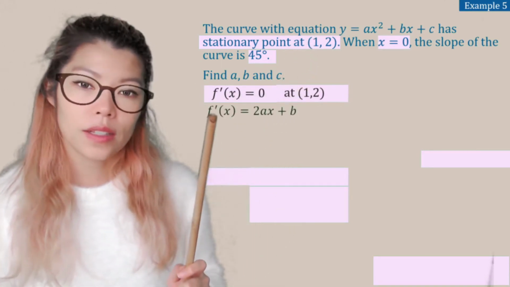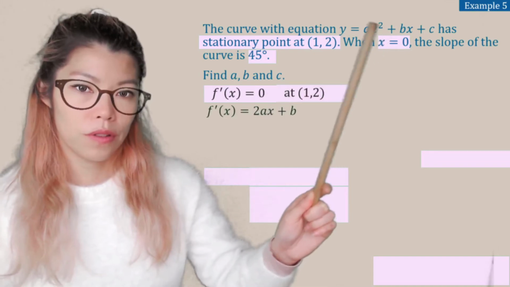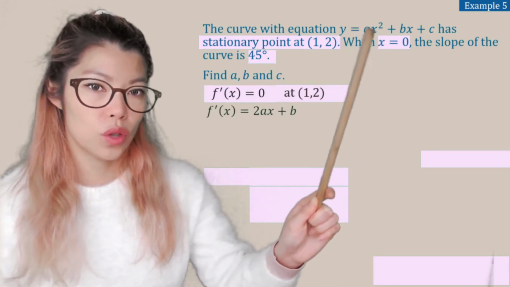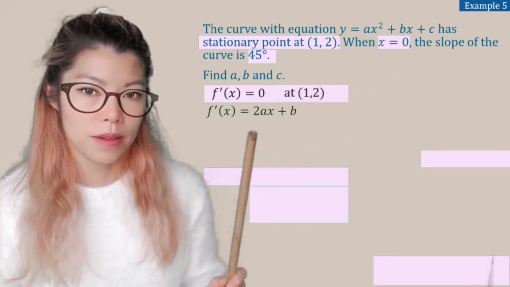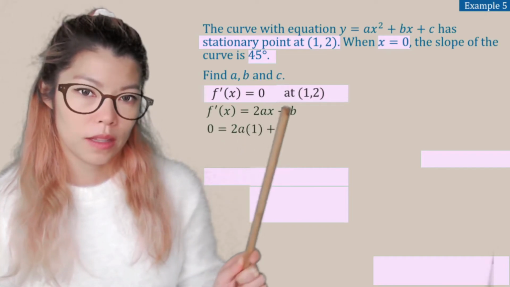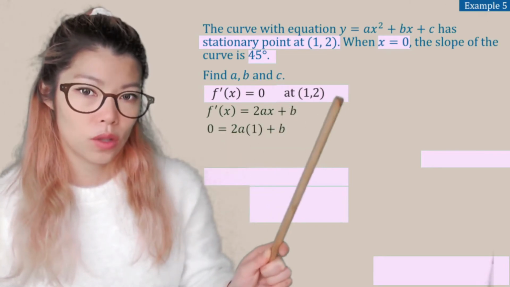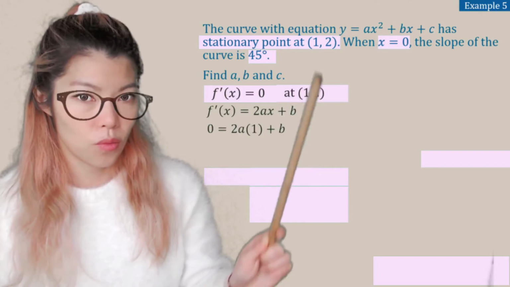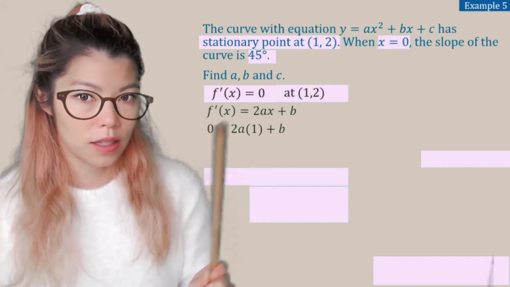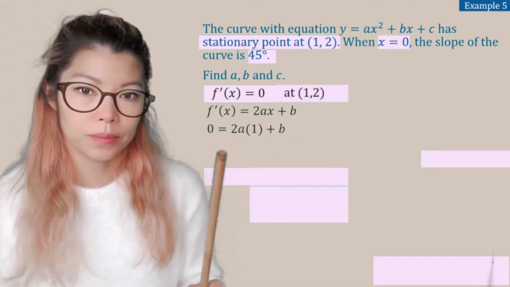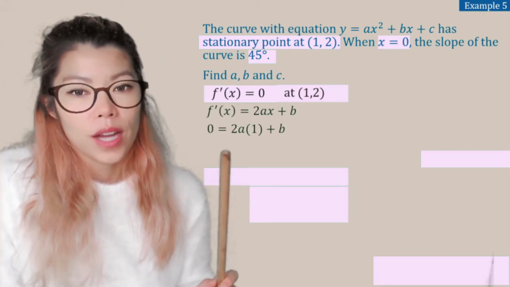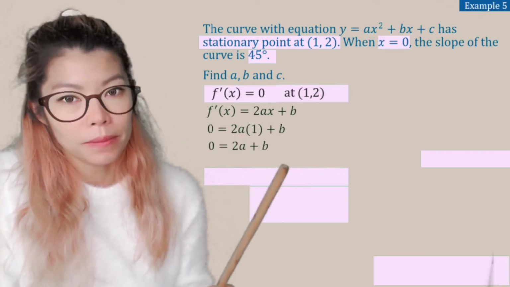So let's do that. So the stationary point would mean to differentiate it. Bring the 2 down. We have 2ax, and that's just b. At 1, 2 means x is 1. The 2 is not the gradient, it's the y value. So that's why the gradient is 0, because it's a stationary point. Be careful with that. So now we have the equation as 2a plus b.